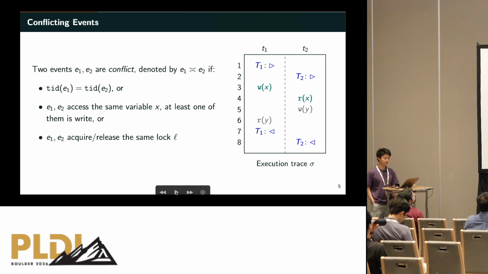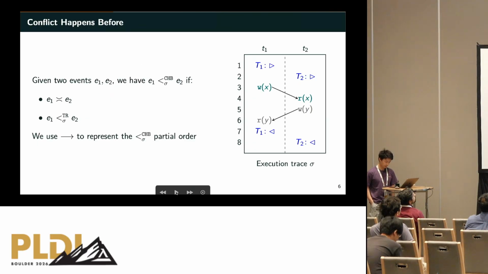We say that 2 events, E1 and E2, conflict if they are in the same thread, or they try to access the same variable X and at least one of them is a write event, or, in another case, they try to acquire or release the same lock. So in this example, the events E3 and E4, which read and write the variable X, are a pair of conflict events.